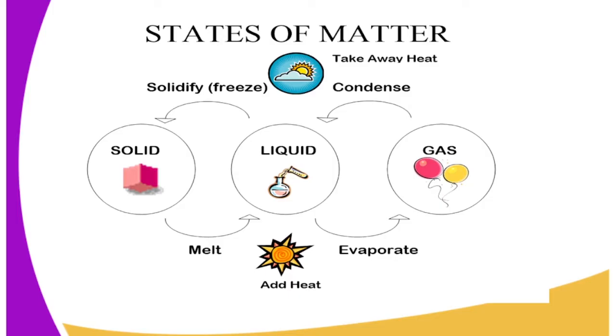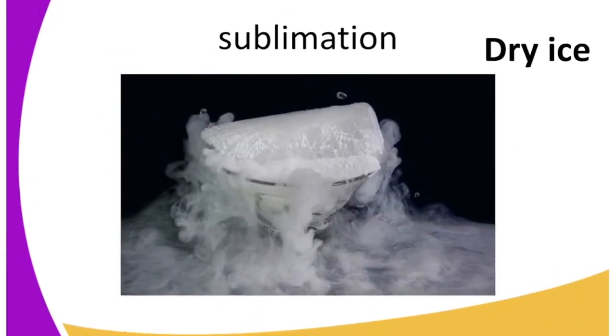There are various substances that undergo sublimation, as we are going to see in this topic. Number 1 substance that undergoes sublimation is dry ice. You can see dry ice is carbon 4 oxide that has been dried. It changes directly from solid to gas through a process called sublimation.